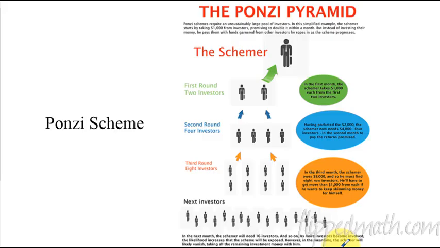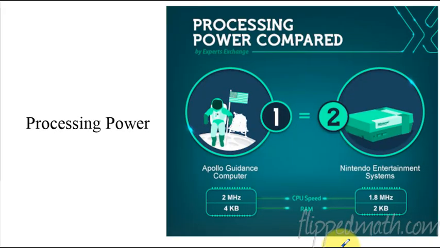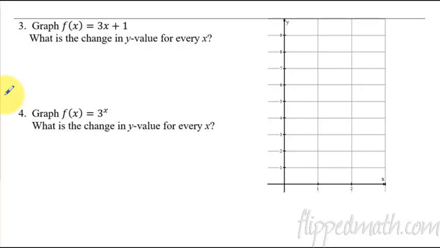You don't have to read that whole thing. But if you know what a Ponzi scheme is, that can be exponential growth. And processing power of computers, those things. In fact, I really like this one because this is my very first gaming system, the Nintendo NES. And look at that. It's almost exactly the same power, CPU speed, the RAM, as the Apollo guidance computer from the 1960s. Apollo was, yeah, 1960s. So you can see all of this stuff, exponential growth, has a lot of applications.